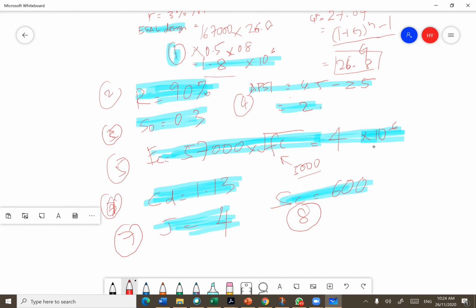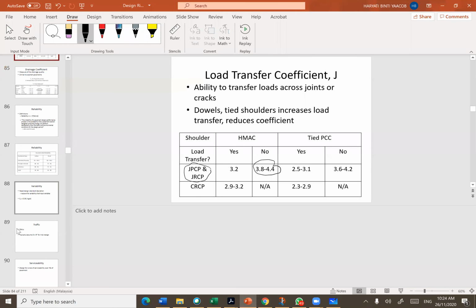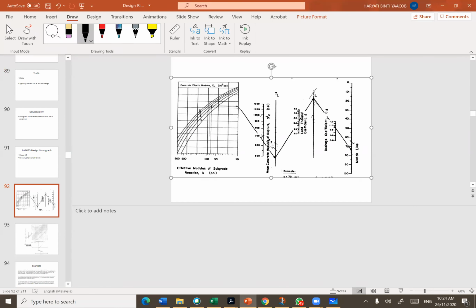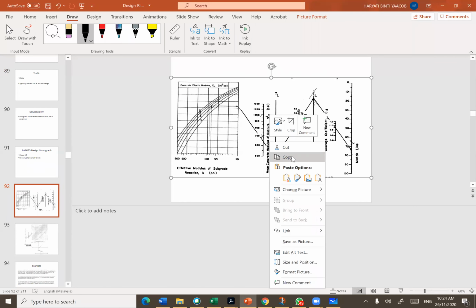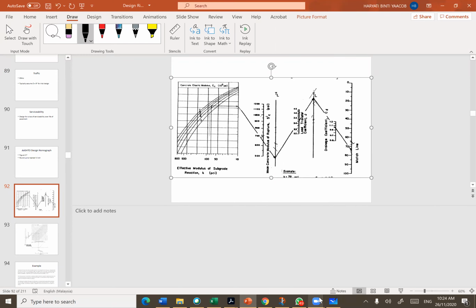Once we have all the information ready, we can go to the nomograph. Have you printed the nomograph? So we'll take the first nomograph.